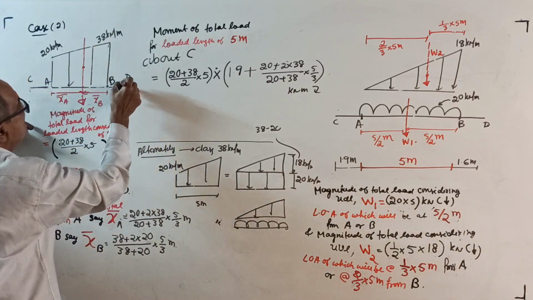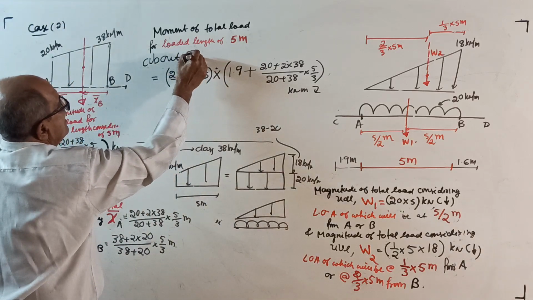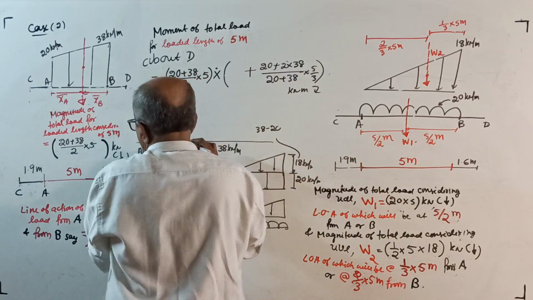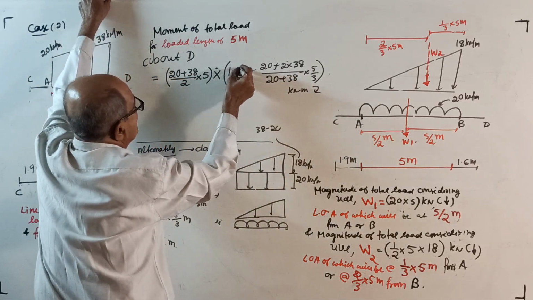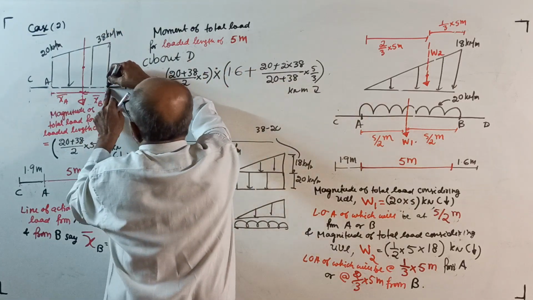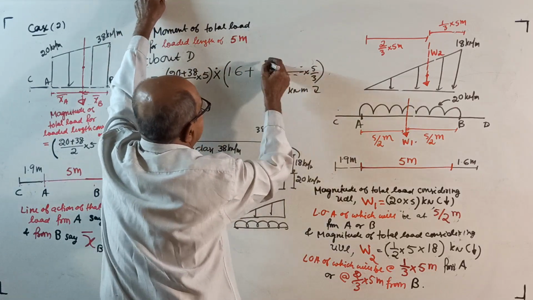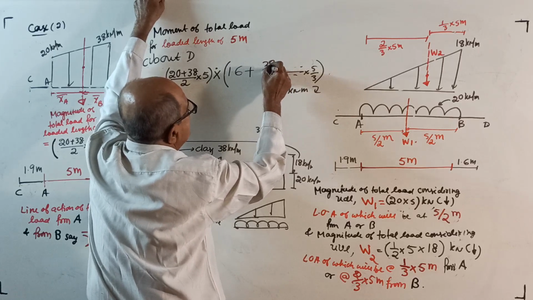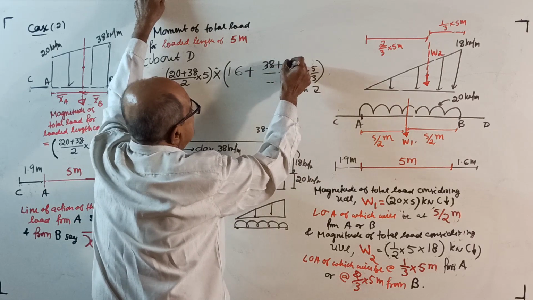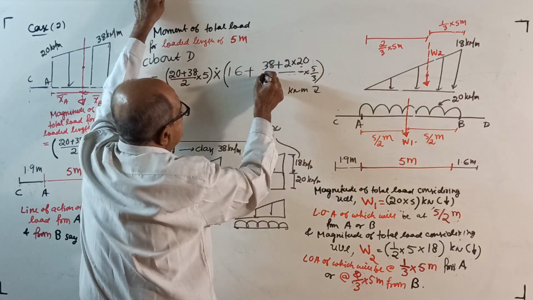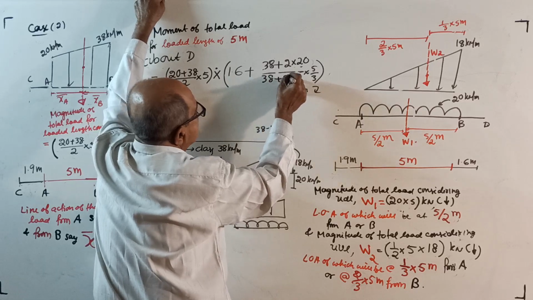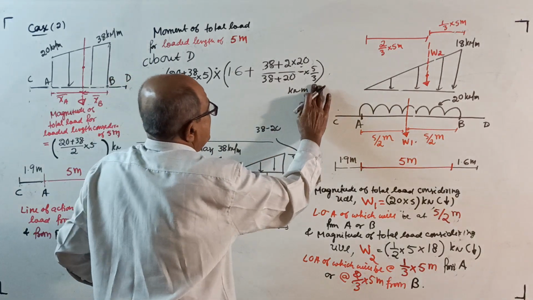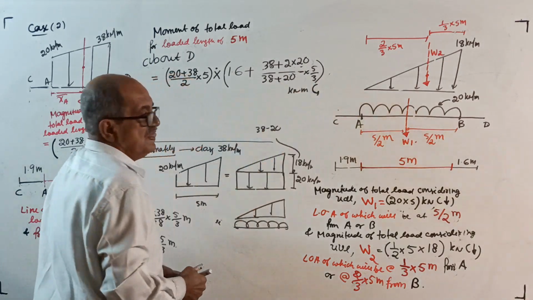Lastly, moment about D. The total load into 1.6 plus the distance from here to here is, the ink I have to put now, it is not writing properly, (38 plus twice of 20) divided by (38 plus 20) into 5 by 3 kilonewton meter, that is anti-clockwise. Okay. Now over.